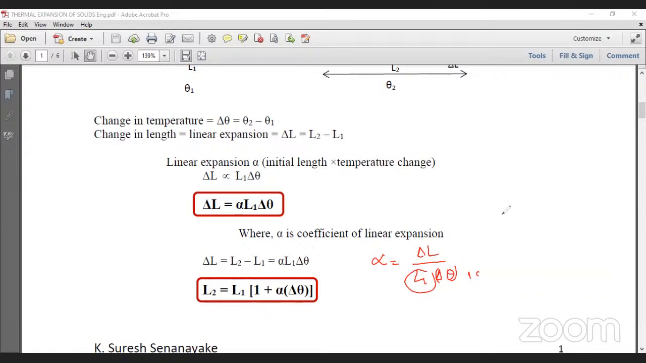It is a very small value, in the order of 10 to the minus 4, 10 to the minus 5. For concrete, we can consider it as 1.1 times 10 to the minus 5 per Celsius. Other materials are also like 4 times 10 to the minus 5, 3 times 10 to the minus 5, 1.9 times 10 to the minus 5. It's not a big value, in the order of 10 to the minus 4, 10 to the minus 5, 10 to the minus 6.